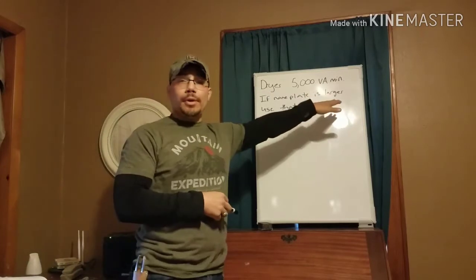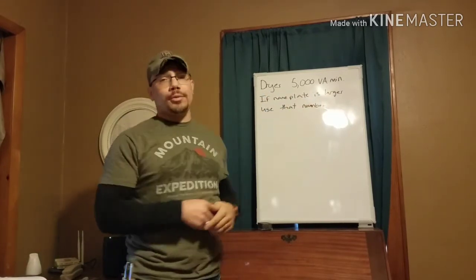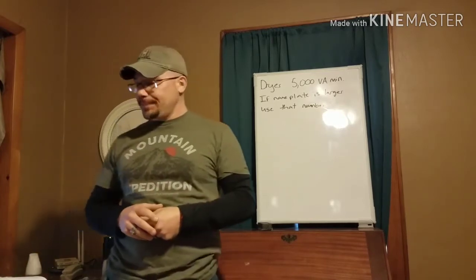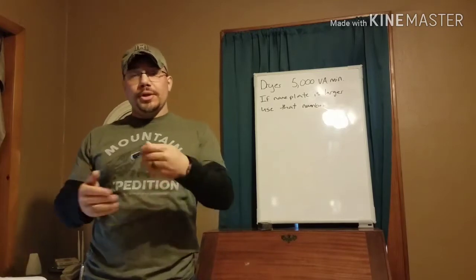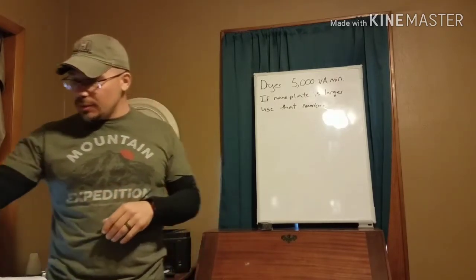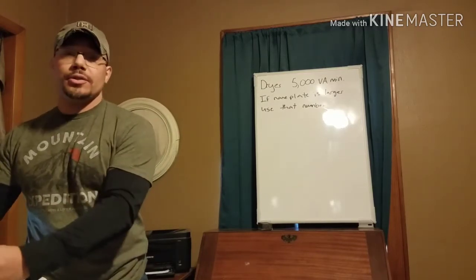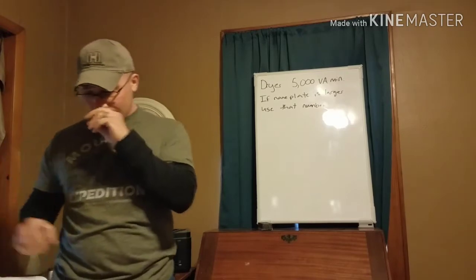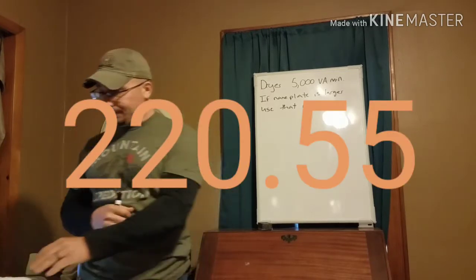So, dryer: 5,000 VA minimum, and if your nameplate is larger, use the number of the nameplate. And that's the dryer. I mean, that's all there is to it. You just take that number and put it into your calculations. Okay, so let's go ahead and jump to our range calculations, because those are going to be a little bit more in depth. Let's turn to 220.55.